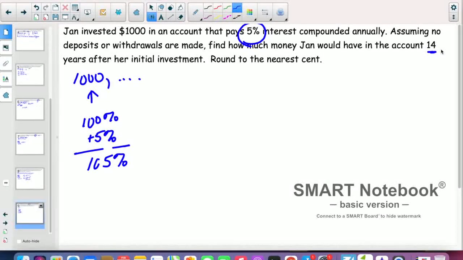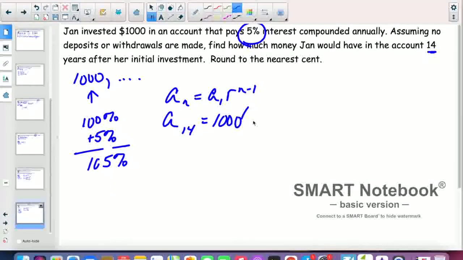They want to know how much money Jan would have in the account 14 years after her initial investment. So this is a geometric sequence. A sub n equals A sub 1 times R to the n minus 1. We're looking for the 14th term of this sequence. A sub 1 is 1,000. Our R value is 105%, which is that as a decimal, so 1.05. N is 14, so 14 minus 1 is 13.